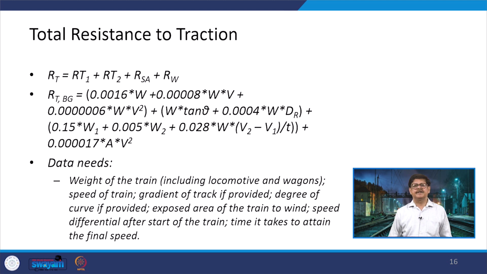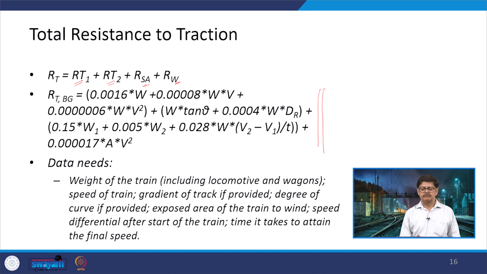So, what is the total resistance to traction? The total resistance to traction is going to be because of the track, because of the profiles, because of the starting and acceleration, and because of the wind. And when I put all of those together in terms of the formulas which we have seen so far and used, this is the bigger thing which comes up.